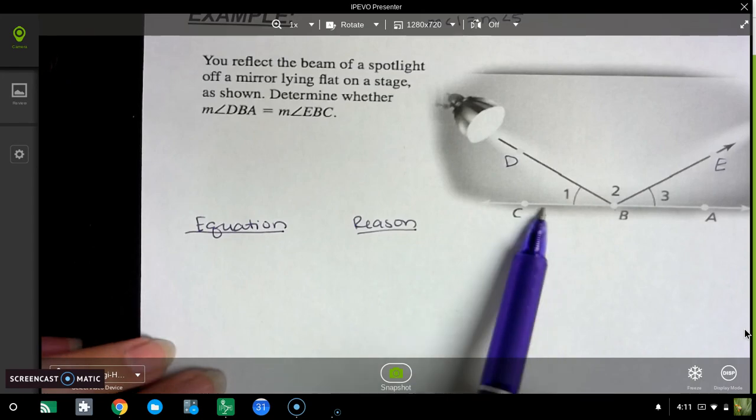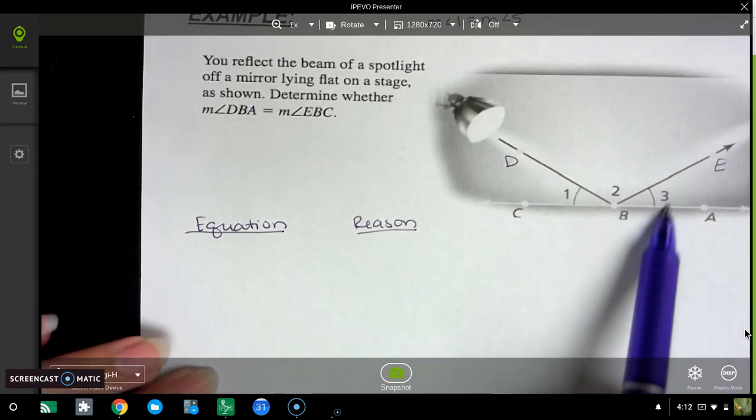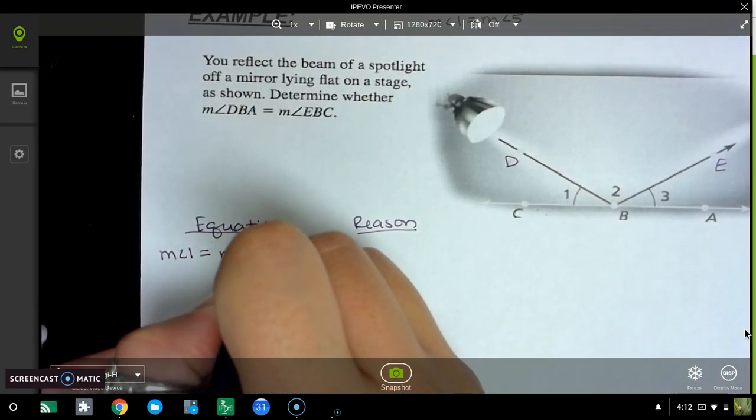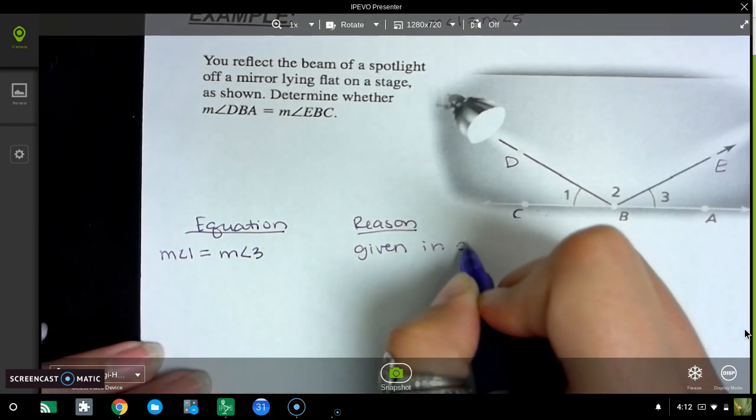Okay, well, I'm just going to list what I know first. These little arcs are telling me that they are congruent. So that's telling me measure of angle 1 is equal to measure of angle 3. This is given to me in diagram.